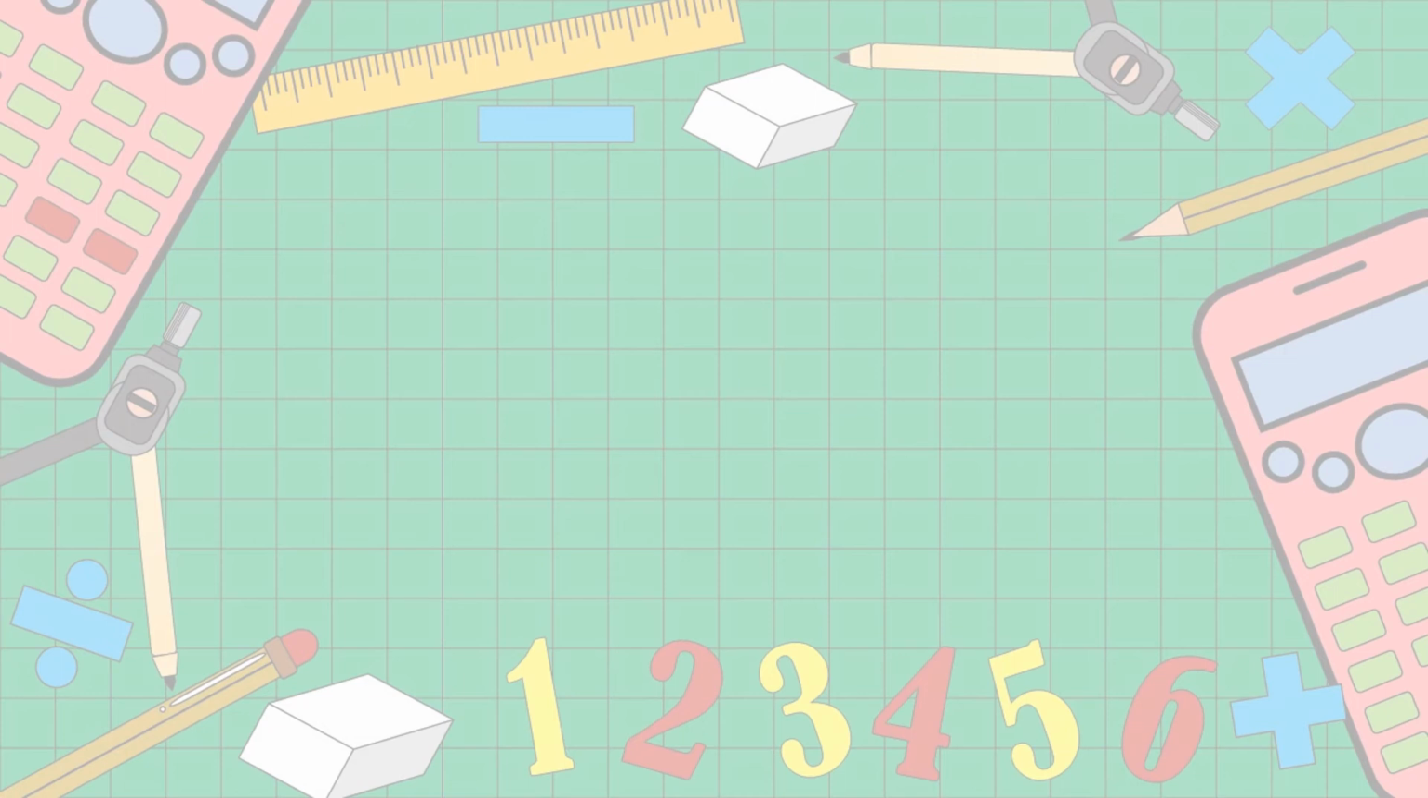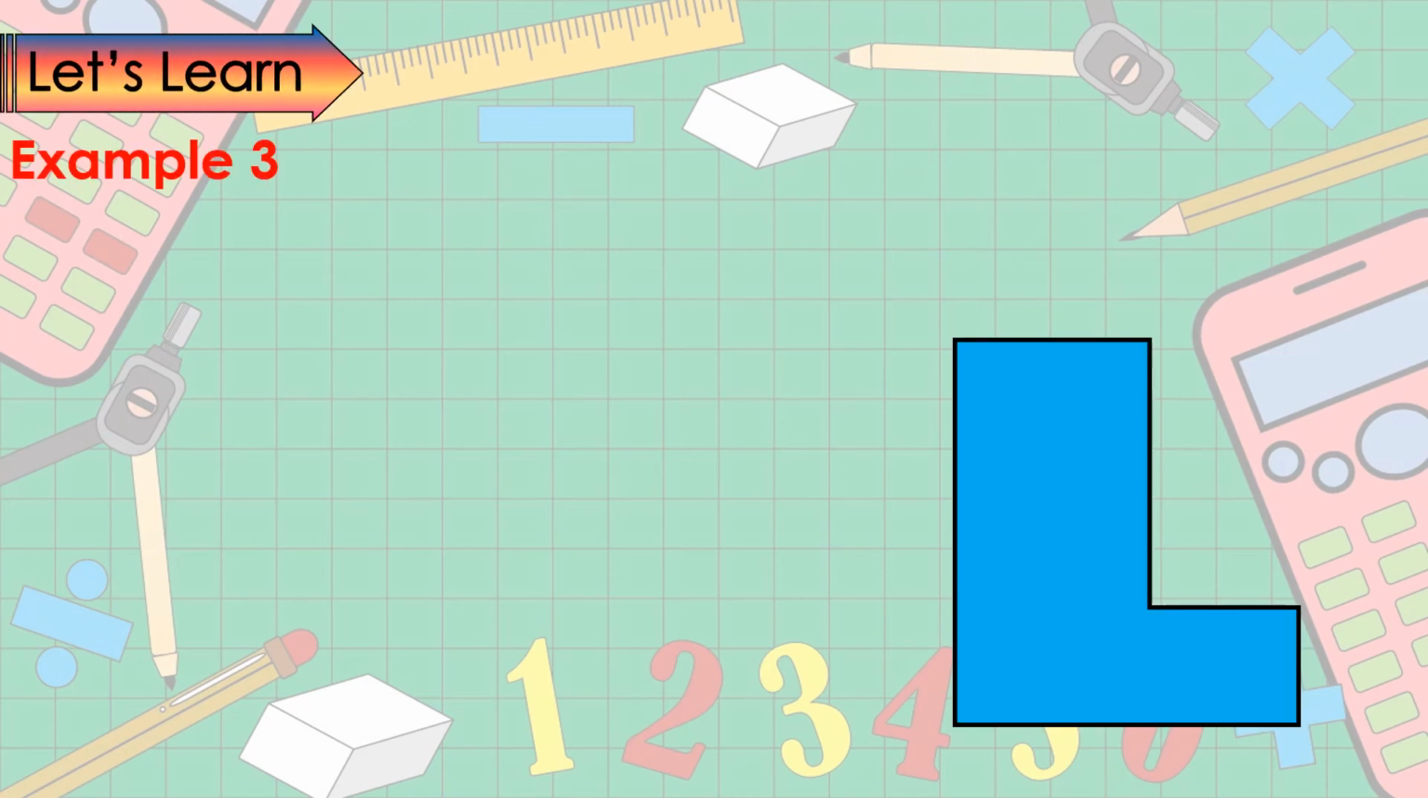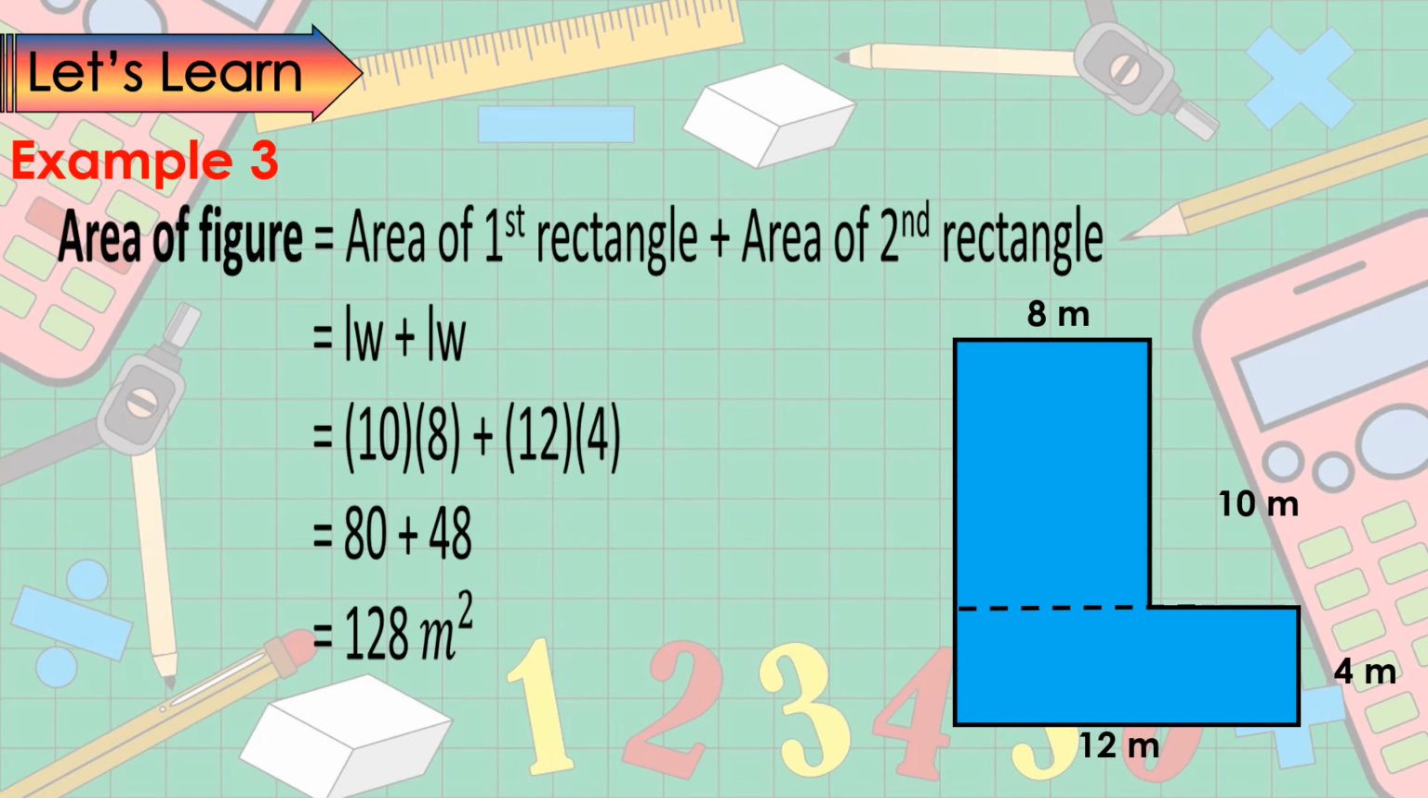Okay, so let's have example number 3. For example number 3, I have here this composite figure. So what do you think are the shapes or the geometric figures that we have here? So I think you already know. So we have 2 rectangles. So for the formula, in getting the area of a rectangle, we're just going to multiply the length and the width. So we're going to get the area of the first rectangle plus the area of the second rectangle.